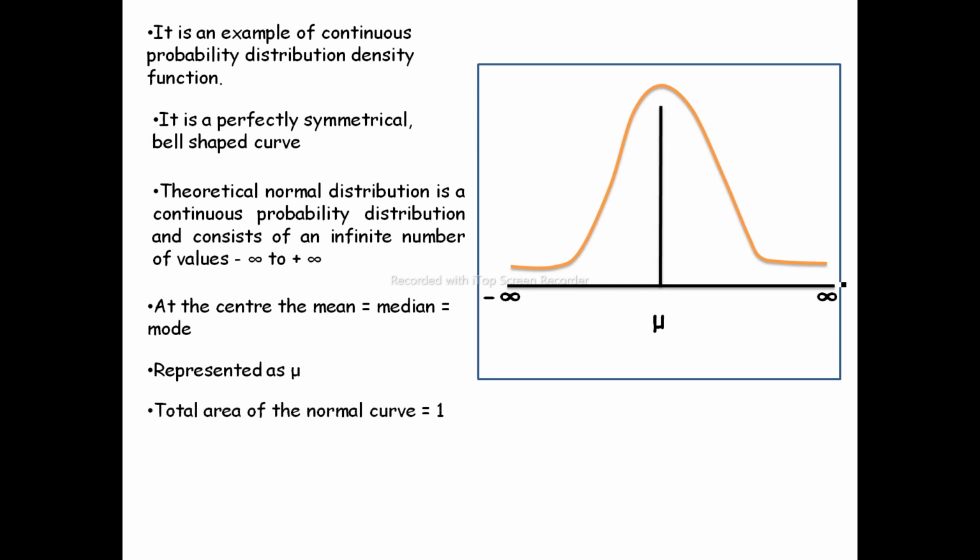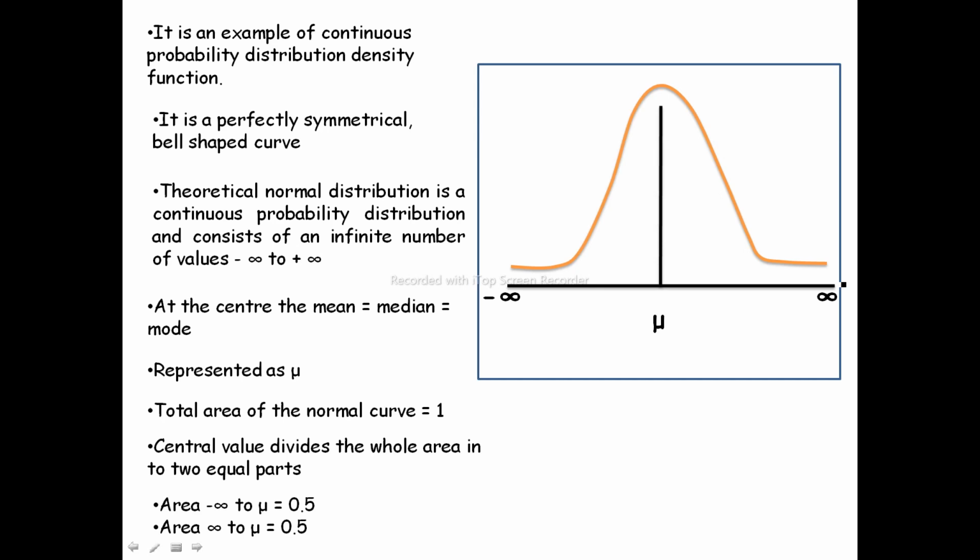Next, the total area of the normal curve is 1. Starting from minus infinity to plus infinity, the total area is equal to 1, and the central value divides the whole area into two equal parts. That is, the area from minus infinity to mu is 0.5 and from mu to plus infinity is 0.5. So 0.5 plus 0.5 is equal to 1. The central line mu divides it into two equal halves, 0.5 and 0.5. This thing you should remember.